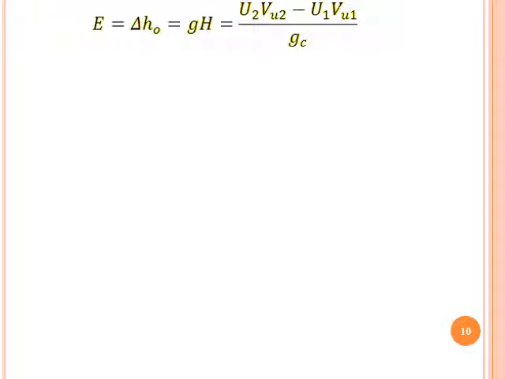The general expression for energy head or energy transfer is given by U2 Vu2 minus U1 Vu1 by Gc. So here Vu1 is equals to 0, right? For that reason, this term gets cancelled. Finally, what remains? The energy head is equals to U2 Vu2 by Gc.